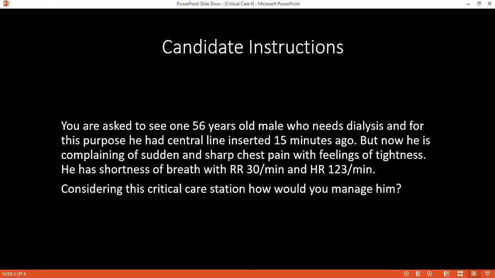Right, so if you have read and understood the critical care scenario, kindly tell me how do you intend to manage this patient? I intend to manage the patient using the CRIPS protocol. I will check the patient's airway to check that the airway is patent.